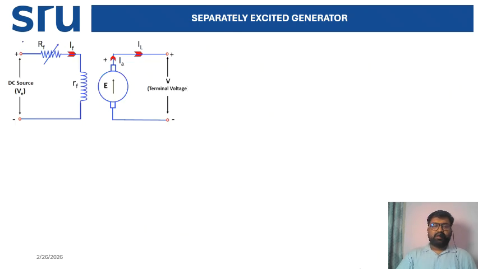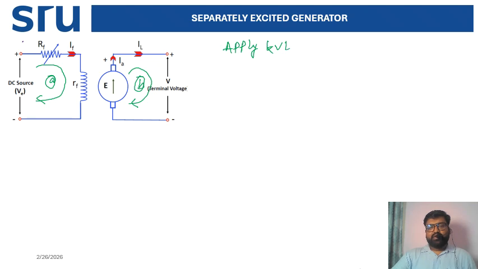Now, separately excited DC generator, the parts we already discussed, and you see there are two loops formed. One is this side and another one is your armature winding. You can put here A, and here you can put B. First we will consider the field winding part. Then you can write: apply KVL to field windings. Then you can easily write the equation for this one.